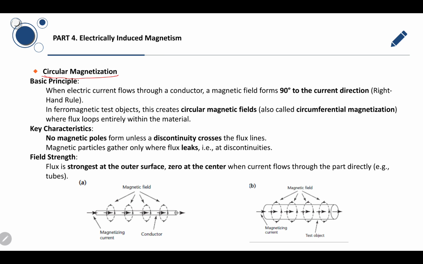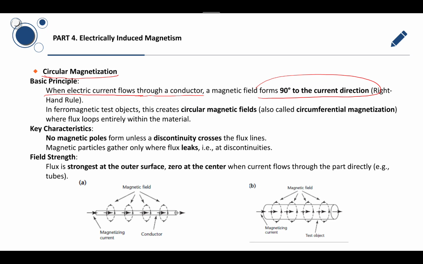Our journey into electrically induced magnetism starts with the fundamental principle that when electric current flows through a conductor, a magnetic field forms around it. This is visualized by the right hand rule, which we already studied in our school days. If your thumb points in the current direction, your curled fingers show the direction of magnetic flux. This is the right hand rule. The magnetic lines are always perpendicular to the current flow.